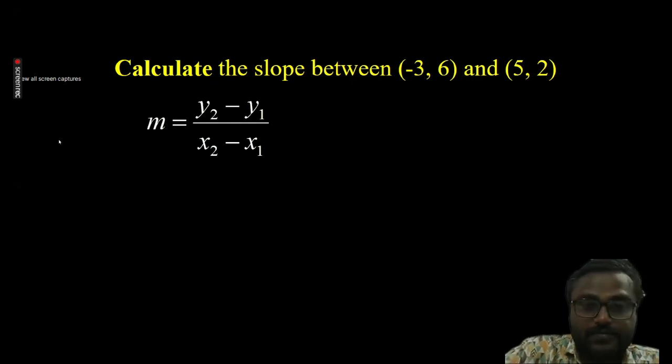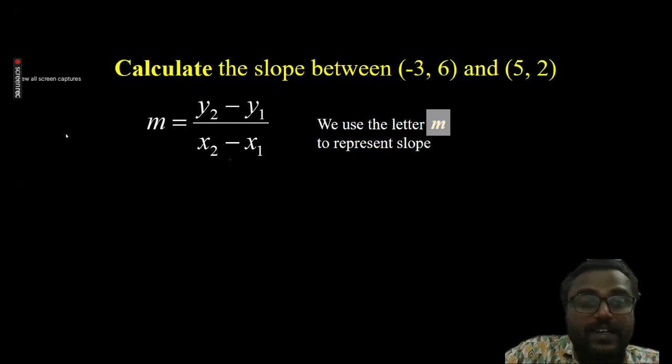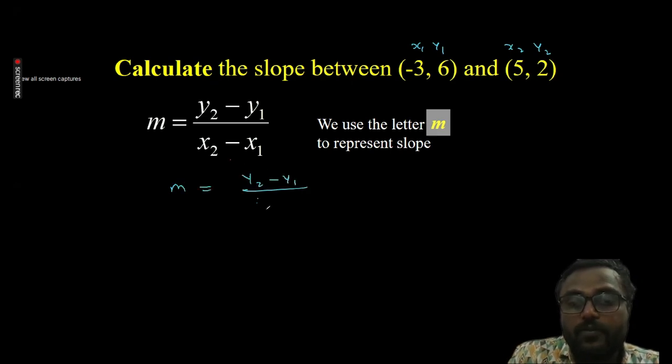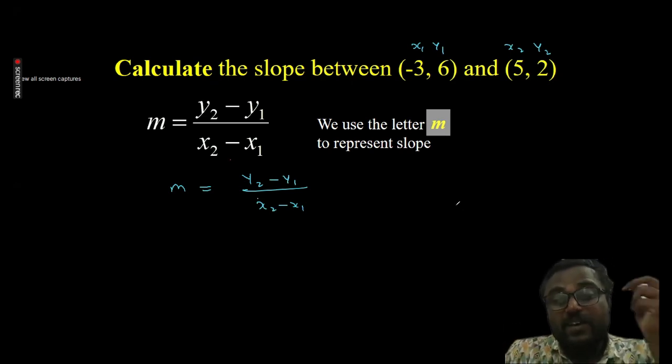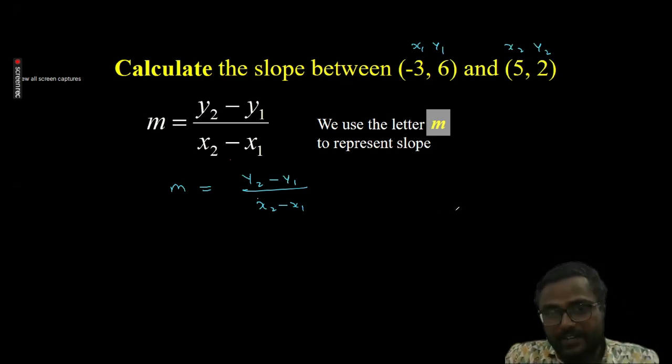Basically, here we are using the letter M to denote the value of slope. So slope will be equal to, remember, I'll rename this x1, y1, x2, y2. So slope is equal to y2 minus y1 over x2 minus x1. It can also be taken as y1 minus y2 over x1 minus x2. You can take it in any order that you want.